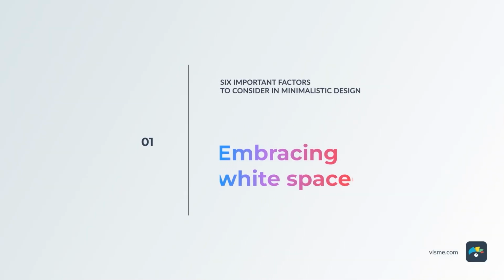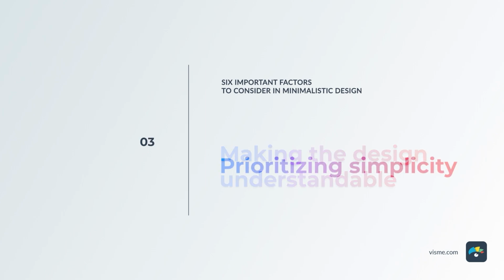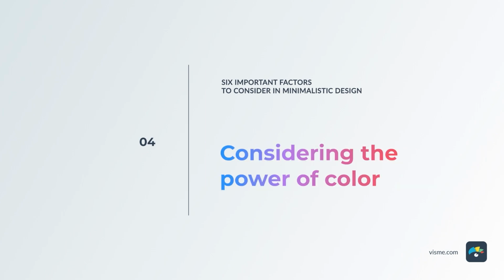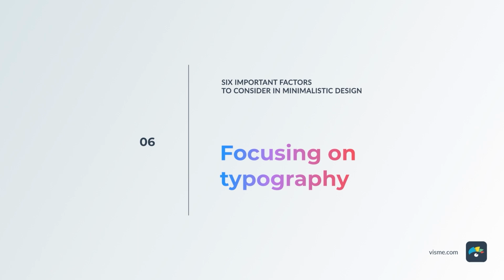To fully understand the minimalist design principle, let's look at 6 important factors to consider in minimalistic design. Those are going to be embracing white space, making the design understandable, prioritizing simplicity, considering the power of color, making it adaptable, and focusing on typography.